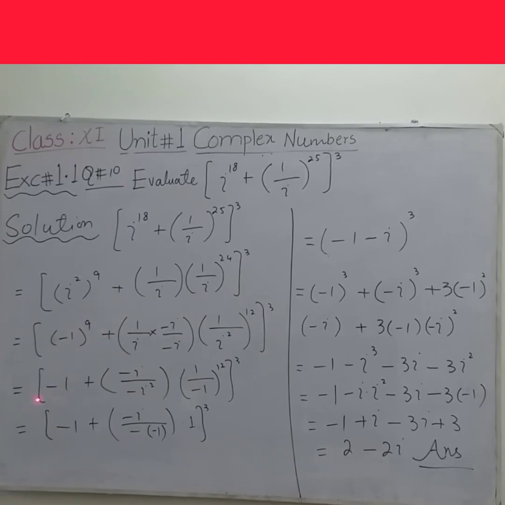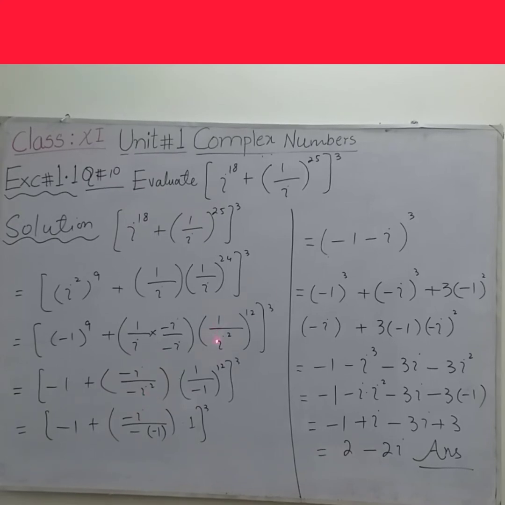Minus 1 raised to power 9 gives minus 1. 1 into iota gives minus iota. Iota into minus iota gives minus iota square. Here iota square is minus 1. Minus 1 whole power 12 gives plus 1. And here iota square is minus 1. So we have minus 1, minus minus plus, minus iota into plus minus iota. So we have (minus 1 minus iota) whole cube.